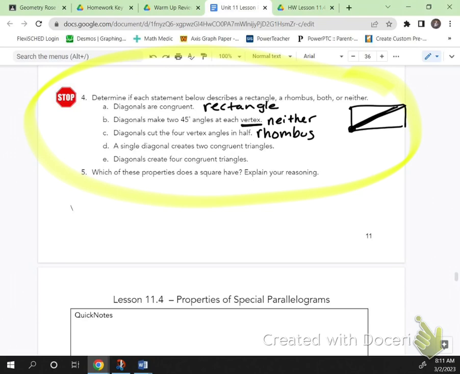Part D. A single diagonal creates two congruent triangles. It's actually both. Both would create two congruent triangles. And E. Diagonals create four congruent triangles. Which one's that? A rhombus.